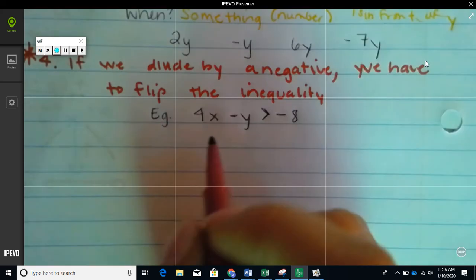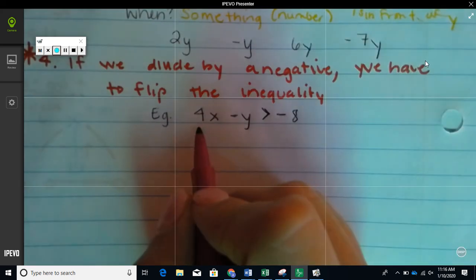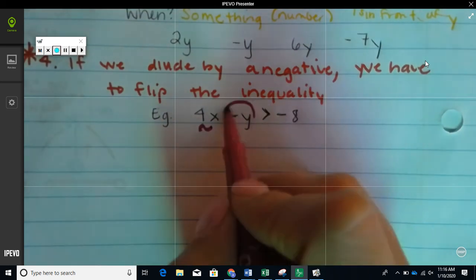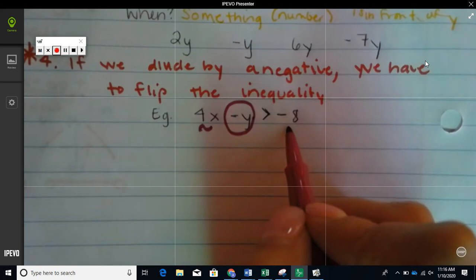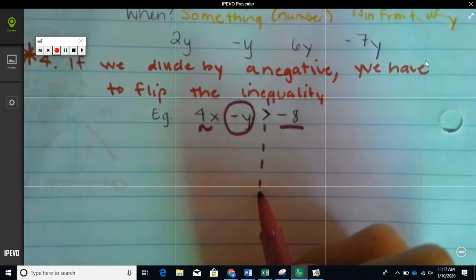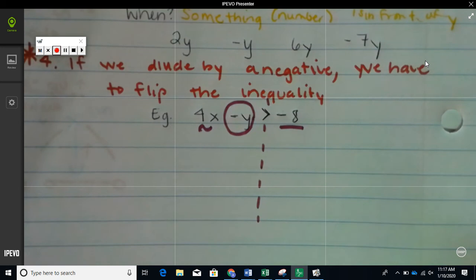So the 4x, do I circle, squiggly, or underline? Squiggly, because it has an x. The negative y? The minus 8? Yep. And then we're going to draw, instead of a solid line, a dotted line because we're talking about inequalities. Pretty much the first 3 steps are all the same: circle, squiggly, underline.